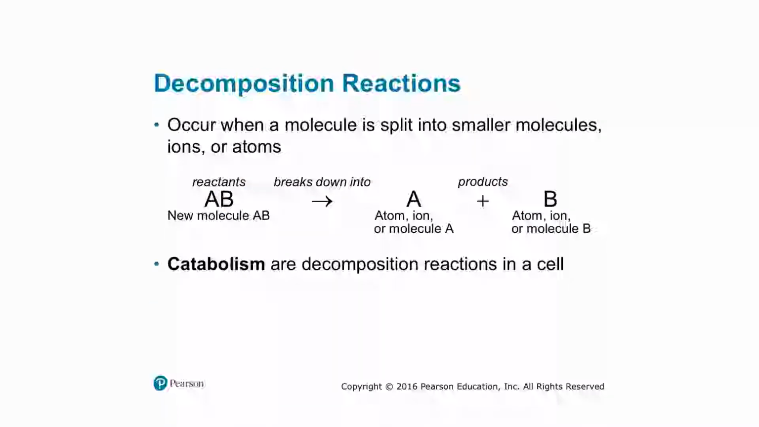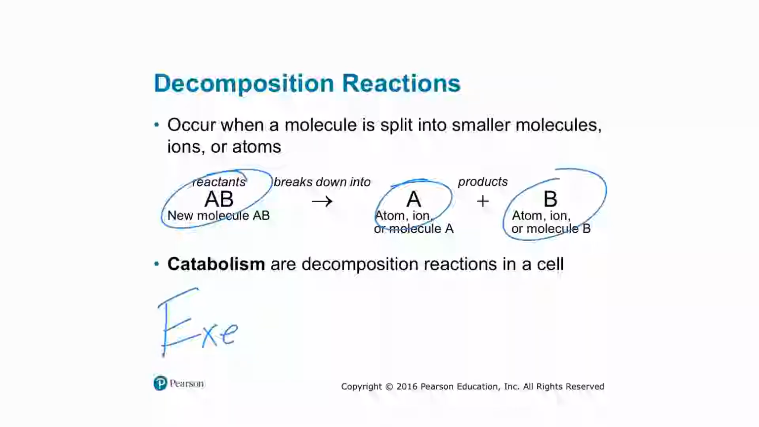In a decomposition reaction, the opposite is occurring. We're taking these bigger molecules and breaking them down into their constituent parts, A and B. This is catabolism. So this is the decomposition reactions that are going on in a cell. Generally, this is exergonic, and so it gives off energy.